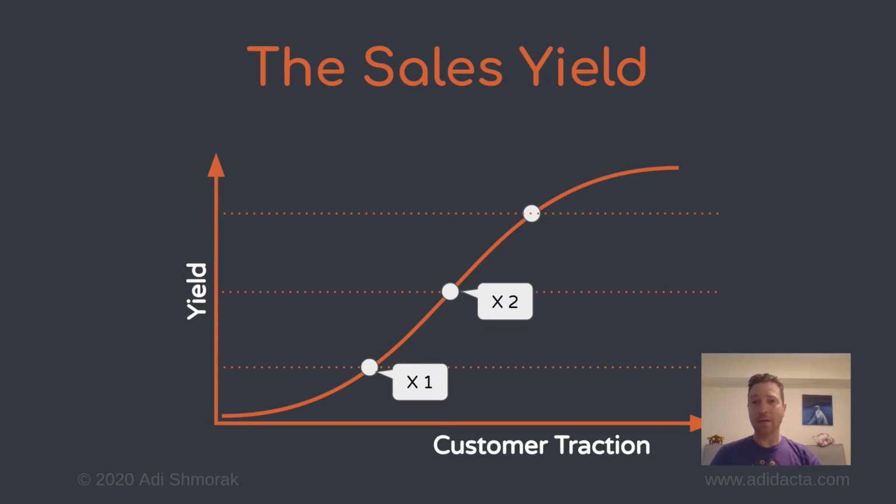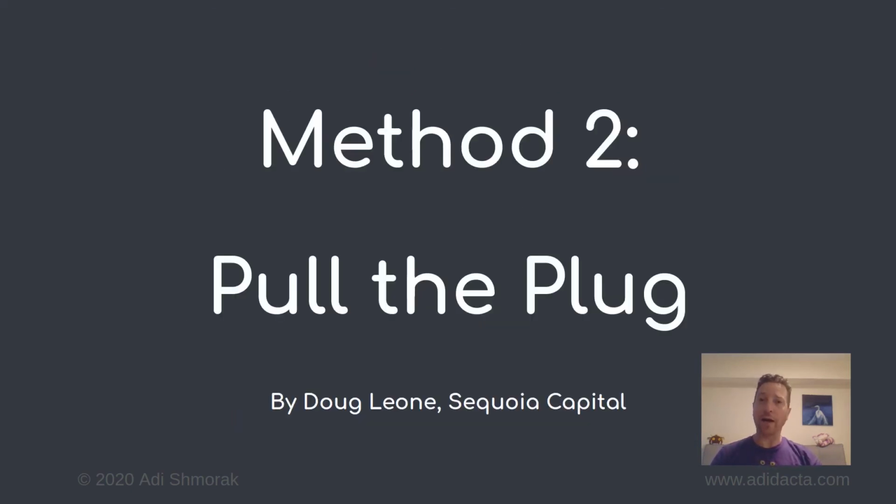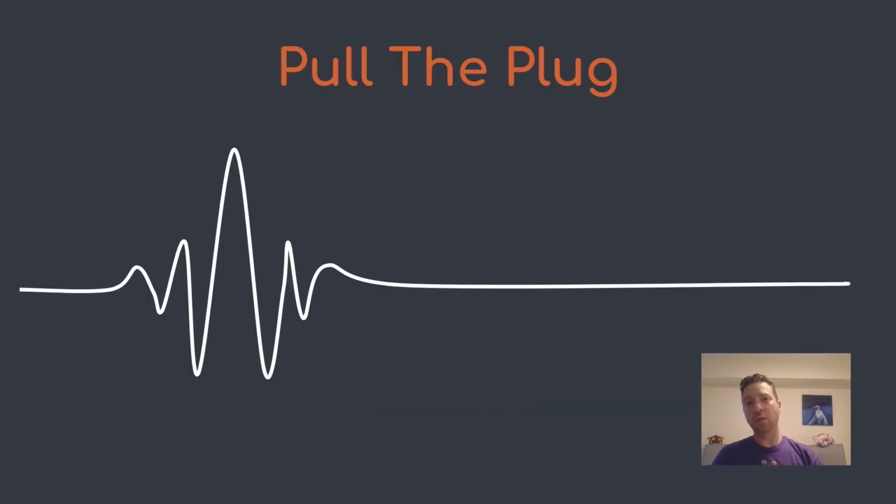The second method was suggested by Doug Leone from Sequoia Capital, another Silicon Valley giant. What he suggested to Andy Ratcliffe is that when you have a potential customer, and usually there would be a trial period or a pilot, when the trial period ends, you pull the plug. It can be 2 weeks or 3, 4 weeks, it doesn't matter. But when it reaches the deadline, you pull the plug.